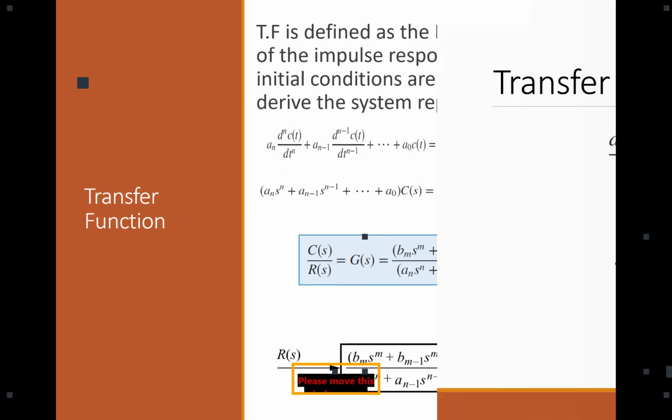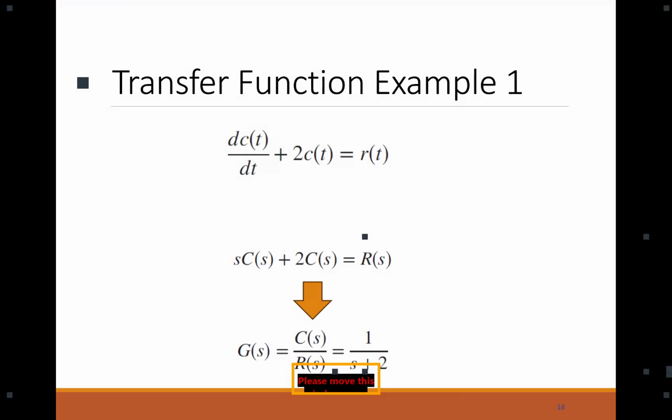Now let's actually do an example. Okay, it's pretty simple. The definition is pretty simple. You just need to work and practice to get fluent in how to find a transfer function of any type of system. Now, consider that we have a system that this differential equation, dc(t)/dt plus 2c(t) equal to r(t), would drive. This is the governing equation of our system.